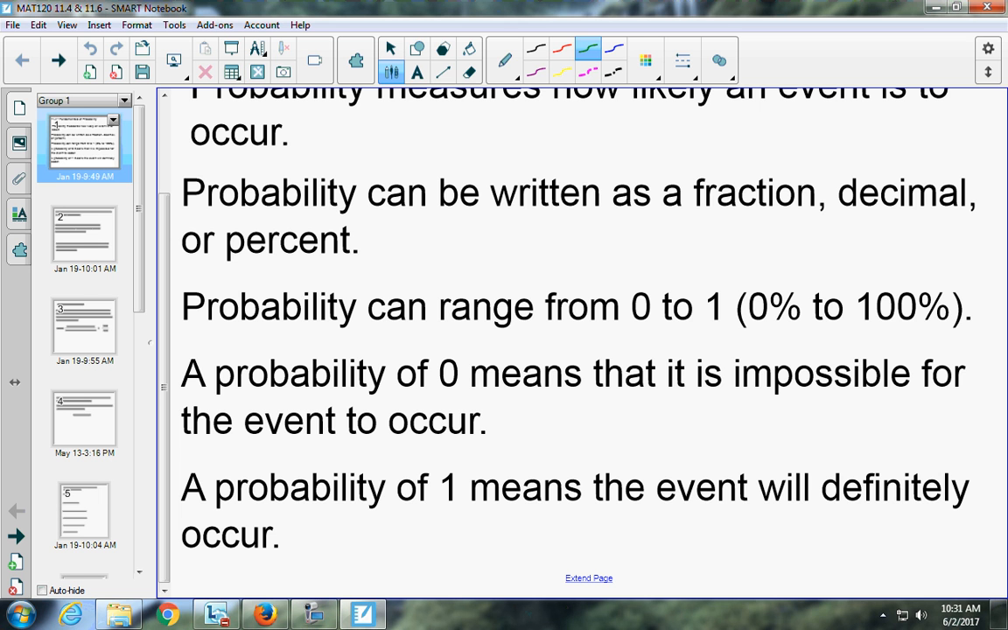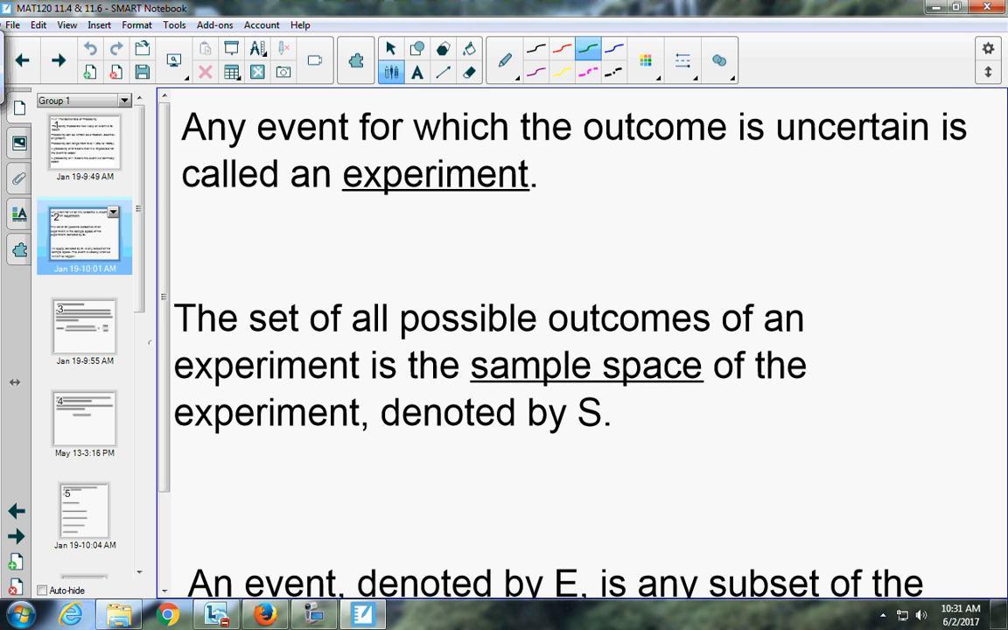Most of the time in the real world, probabilities are somewhere in between the 0 and 1, or 0 and 100%. Any event for which the outcome is uncertain is called an experiment. So for example, if I am actually flipping a coin, that is the experiment, flipping the coin, the action.